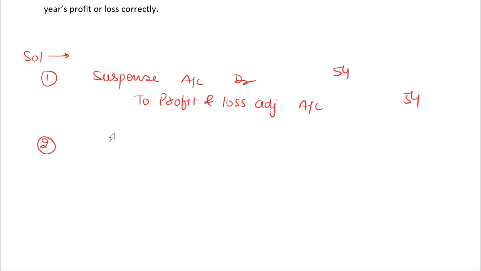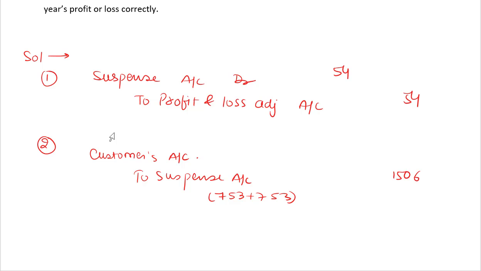Students, you should understand one thing, that we need to debit customer, but by mistake we have credited it. So in the suspense account, what we will record? 753 plus 753, that is 1506, and profit is inflated, so we will adjust in profit and loss adjustment account 180. The difference, that is 1326, will be recorded here in the debit side.